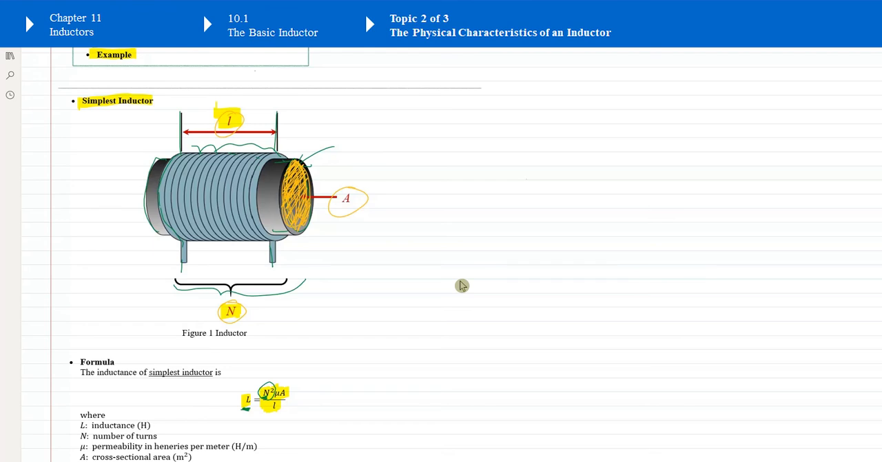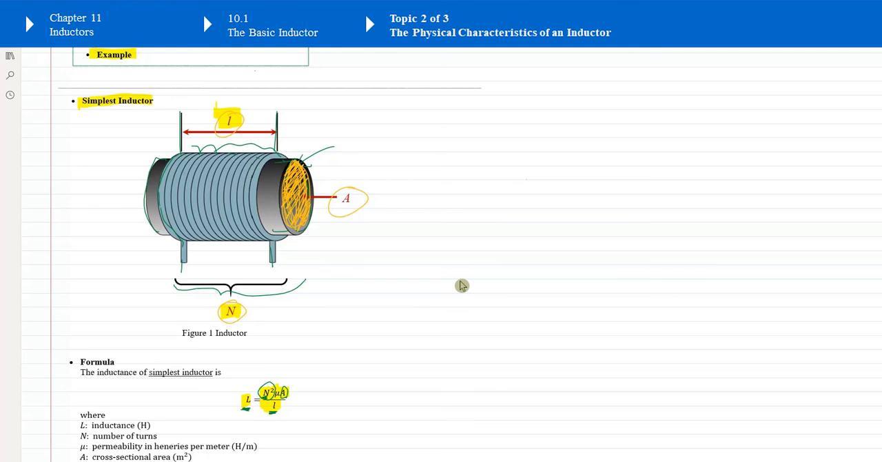It also depends on the cross-sectional area. The bigger the area, the higher the inductance. The smaller the area, the smaller the inductance. And it's inversely proportional to the length of the coil. A longer length decreases the inductance. A short length increases inductance.